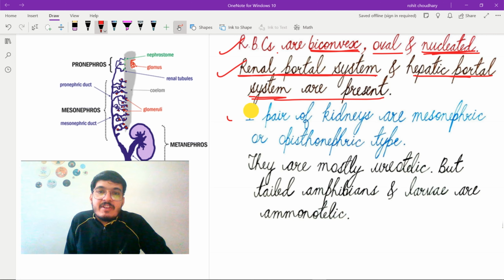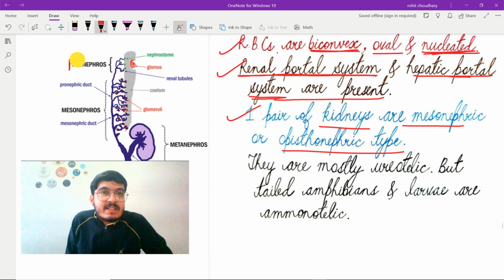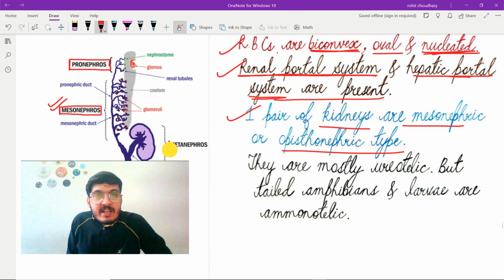The next characteristic feature is one pair of kidneys are mesonephric or opisthonephric type. As we can see in this picture, pronephros is the initial stage of kidney development. Mesonephros is the intermediate stage of kidney development and it is the final kidney in case of amphibians, and metanephros is the final stage of kidney development. So the final kidney in amphibians is mesonephric kidney and the function of mesonephric kidney is to maintain osmoregulation.